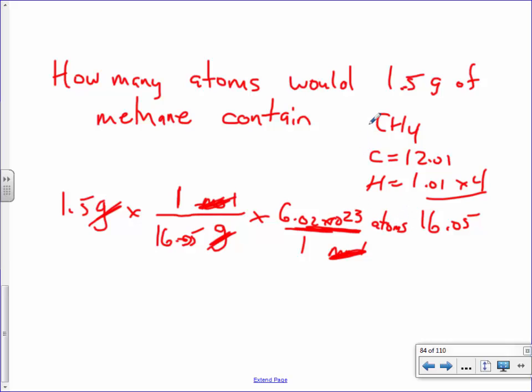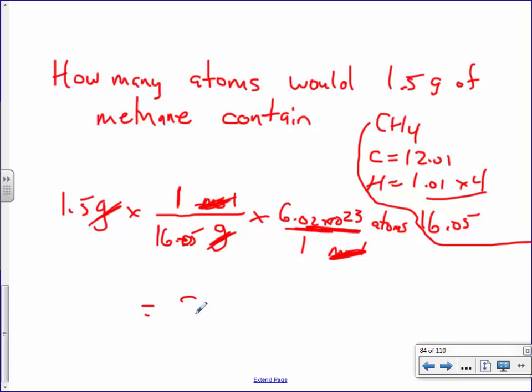How would I put that in my calculator times the brackets? I would definitely recommend that anything goes on the bottom of a fraction. Probably brackets on the bottom makes sense, but especially with scientific notation. So take 1.5, divide by 16.05, and then times by 6.02 times 10 to the power of 23.